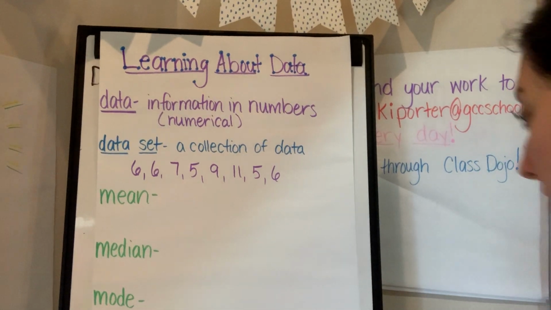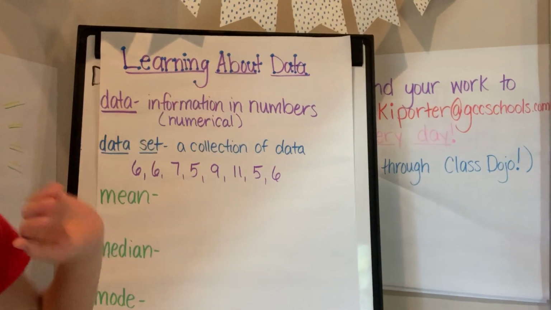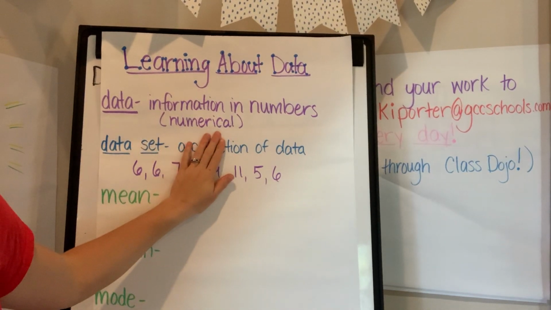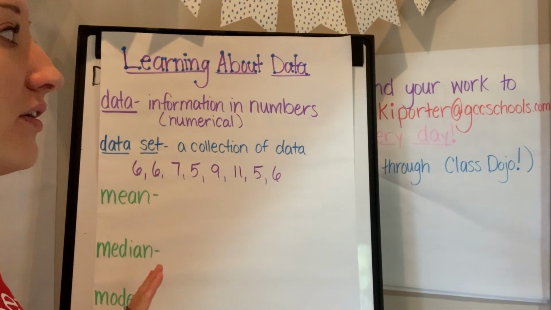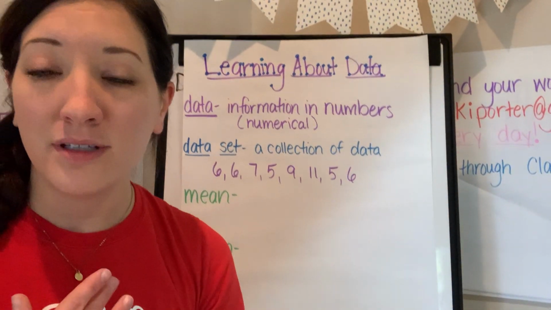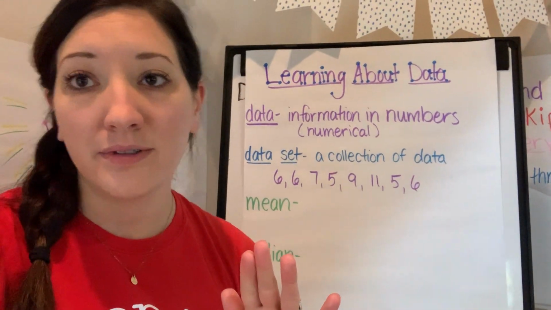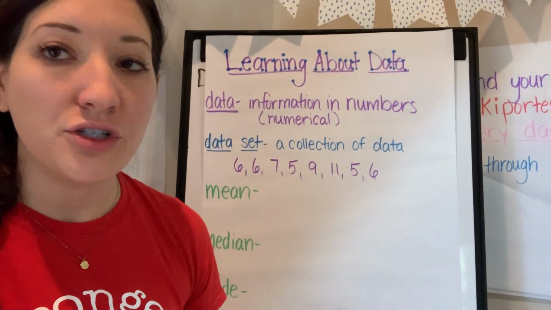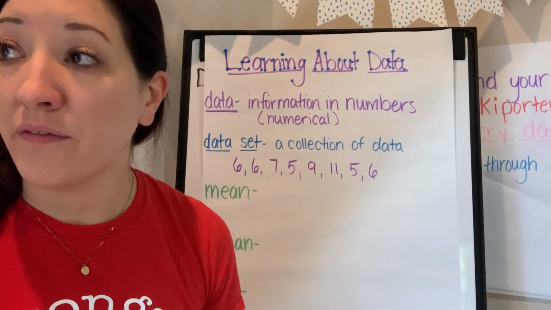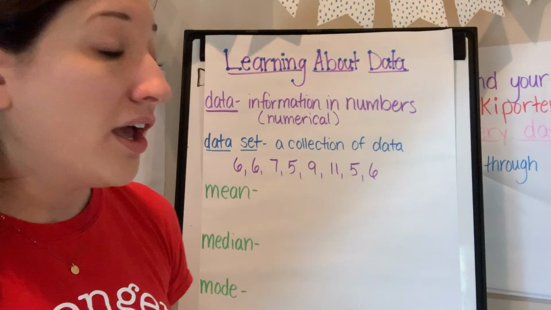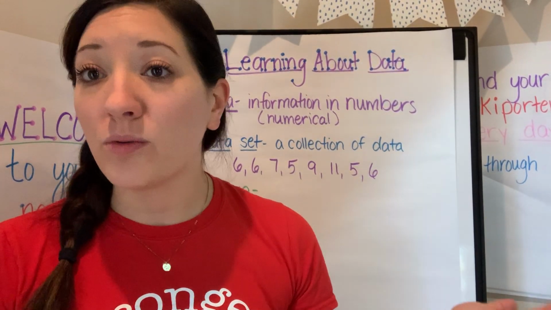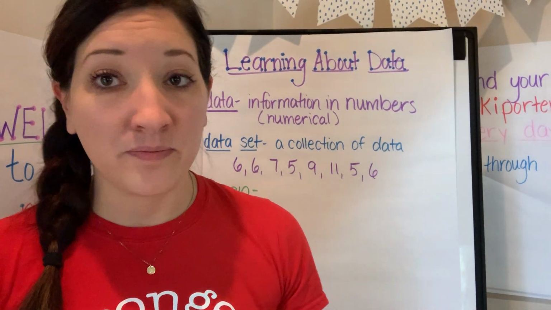Okay, yesterday we started learning about data, and data is just information in numbers. Sometimes that's called numerical information. You have all kinds of numerical information in your life. Your age is a number about you. That's data. Your shoe size is numerical information. Your phone number is numerical information. Any information that is in numbers, that's numerical information. And a fancy word for numerical information is data. Okay?